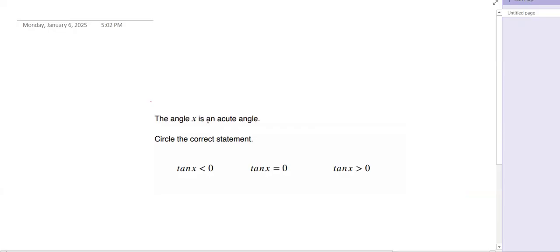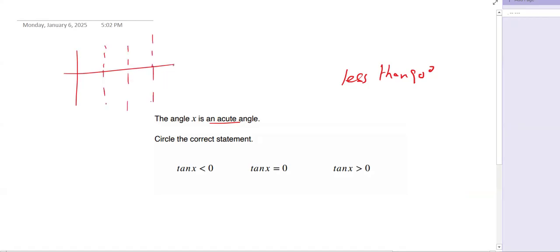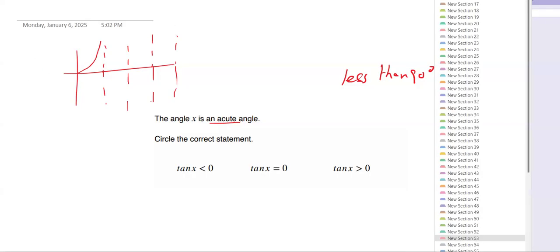Now, for example, the angle x is an acute angle. You know, acute angle means less than 90 degrees. And I told you, if you look at the sketch of tangent, the tangent sketch is like this one: 90, 180, 270, 360. I told you from 0 to 90, it is positive.